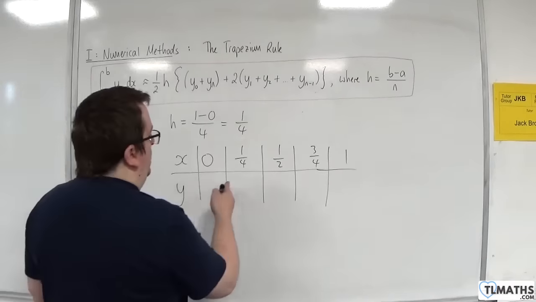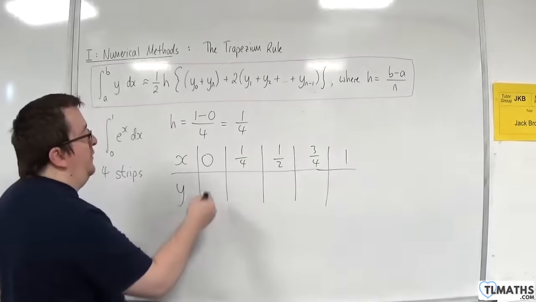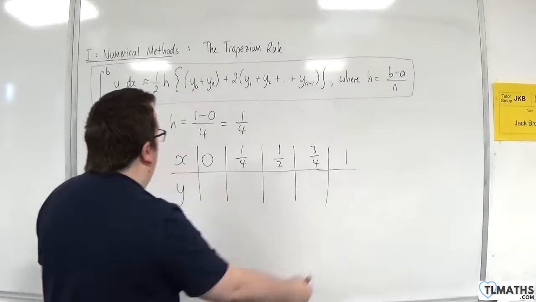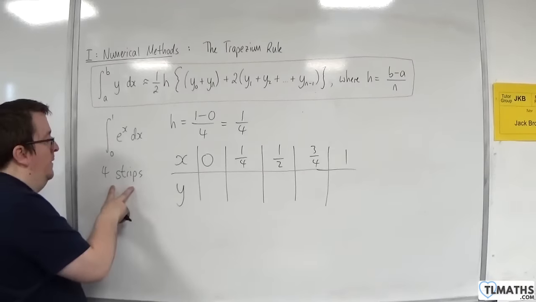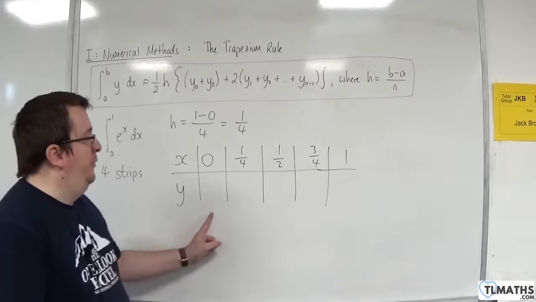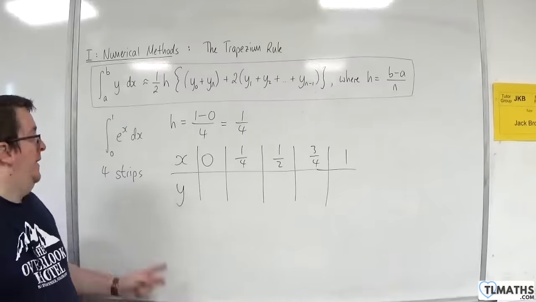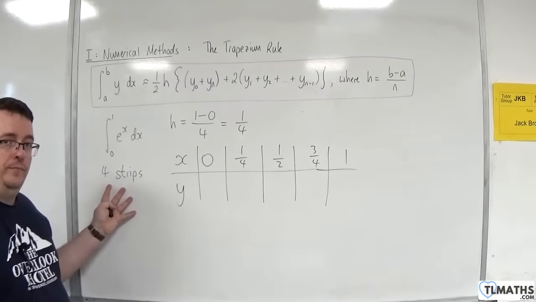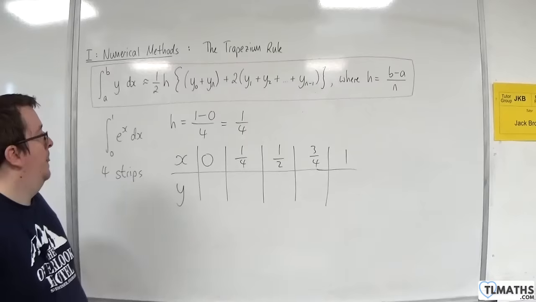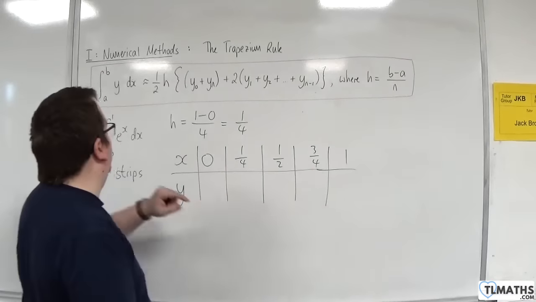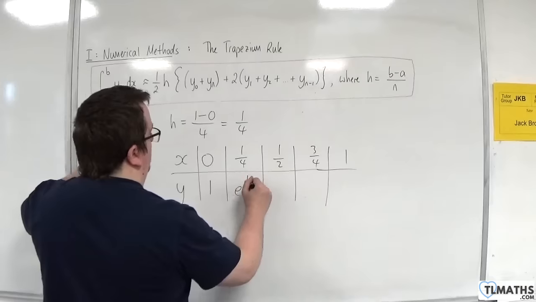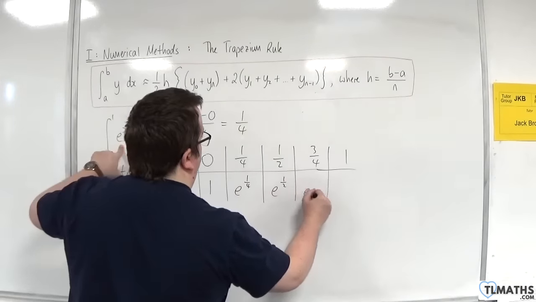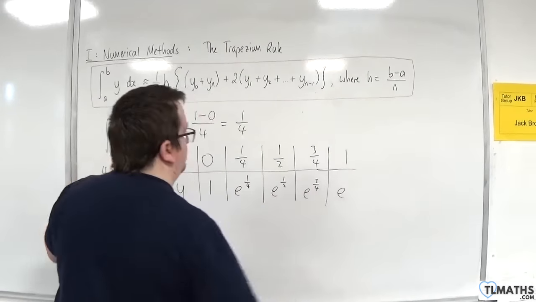Now notice how you've got 1, 2, 3, 4, 5. These are 5 ordinates. So you always have one more ordinate than strip. They're essentially the posts of a fence and the strips the panels. Okay, you can kind of think of it like that. So then you substitute each of those values into your function. So you have e to the 0, which is 1, e to the 1/4, e to the 1/2, e to the 3/4, e to the 1.